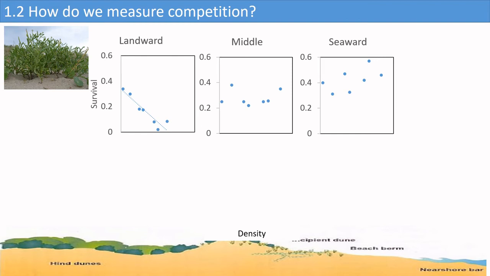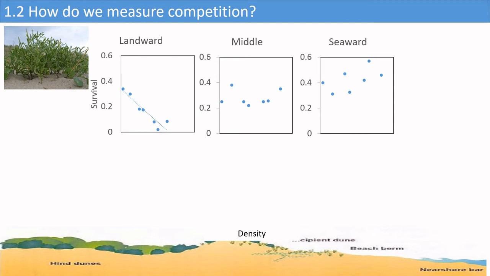The ones on the left of the plot are the lowest densities, and the ones on the right are the highest densities. And first of all, you can see that the environment has an effect on competition, as we just said. The plants that grow behind the dune, protected from everything, do have a decline in survival when the population density increases. So this is a decline of performance when population density increases, so potentially proof of competition. Whereas the populations in the middle and the seaward do not have their survival affected by plant density. So no big deal, we can say that in this environment here, in the high dunes, competition strongly affects survival.